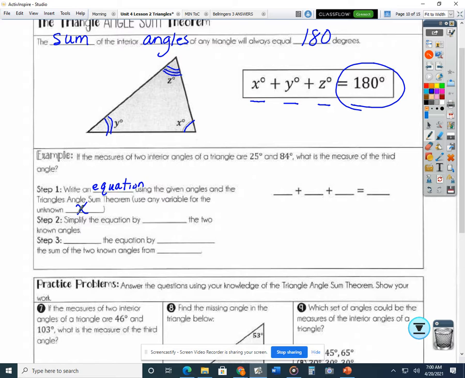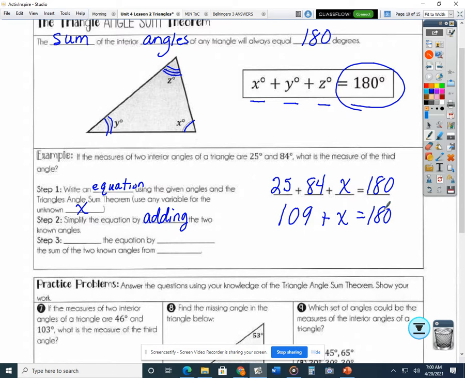All right. So our information that we have, one angle is 25 degrees, another is 84 degrees. Our missing angle we're going to call X, and all of this adds together to equal 180. Our next step is to simplify our equation by adding our like terms, adding our constants together, and these are our two known angles. When we add 25 plus 84, we get 109, and we keep the rest of our equation.